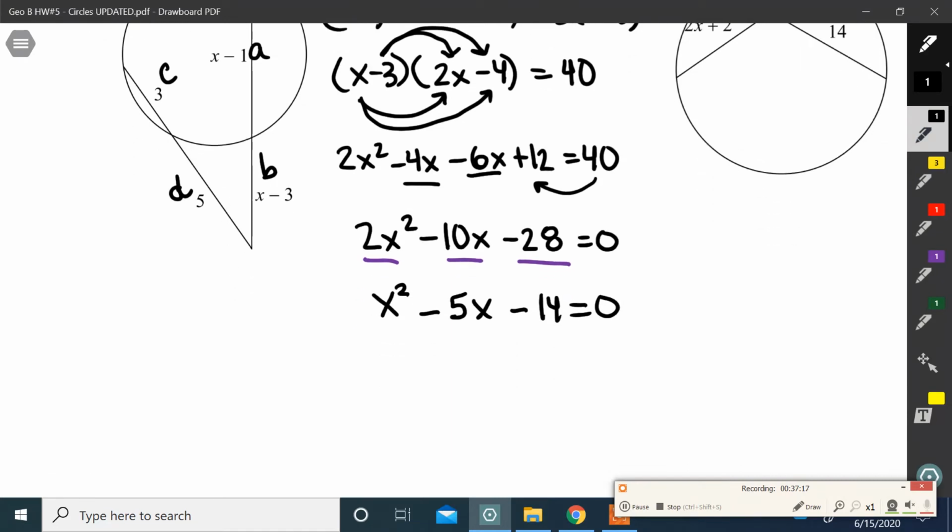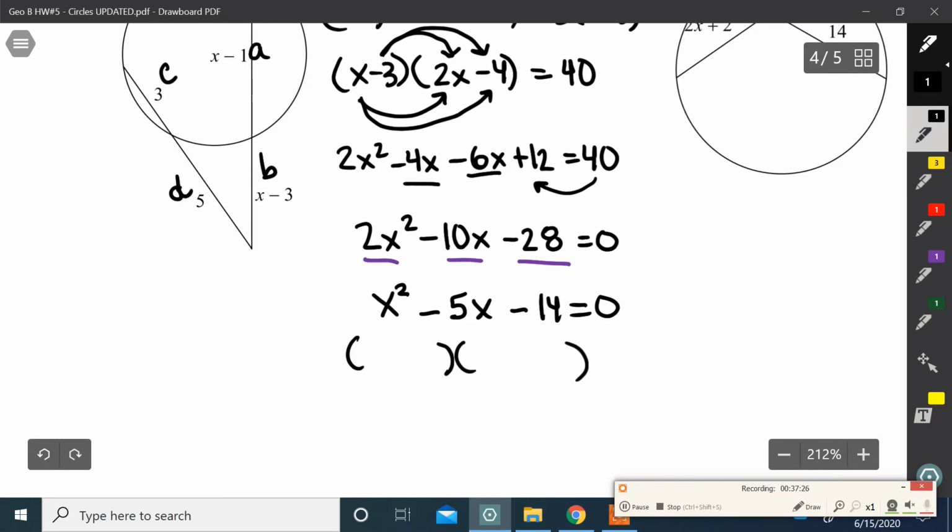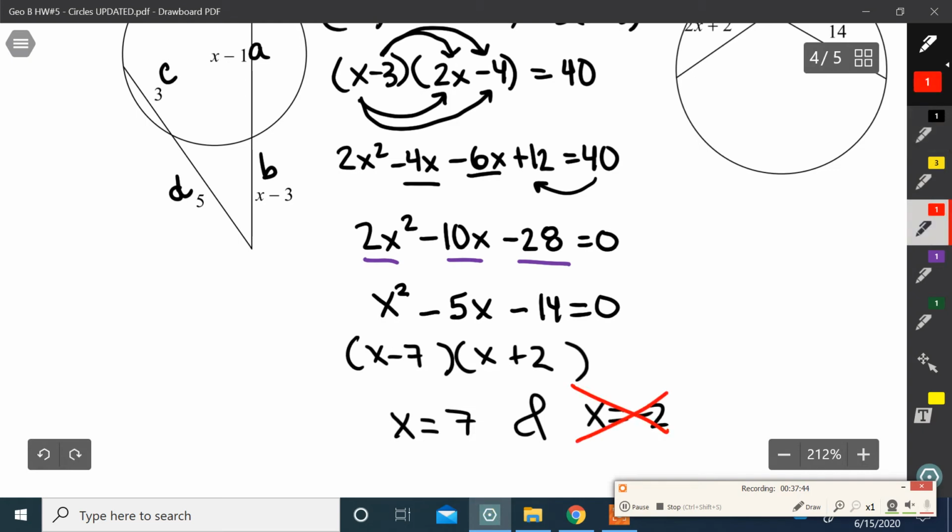Okay, then I'm going to go ahead and try to factor this. The factors should be x minus 7 and x plus 2. That means that x is equal to 7 and x is equal to negative 2, but like we said, guys, this will not work, so my only answer could be 7.